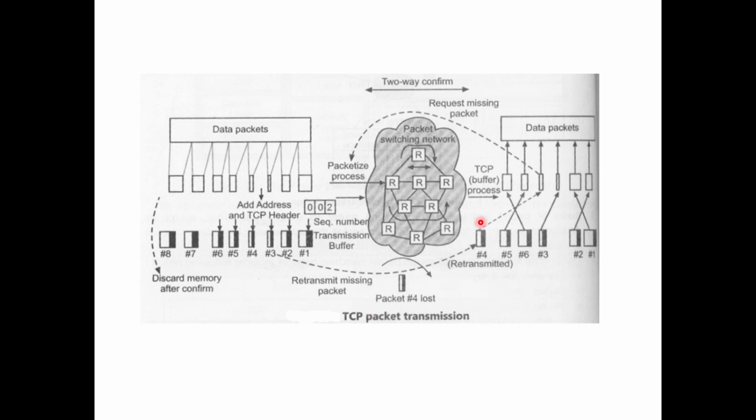So this packet 4 will be retransmitted. Retransmit the missing packet. So you can say this is two-way communication. After receiving each packet, an acknowledgement will be sent. And if there is no acknowledgement, this means that the packet is not received and needs to be retransmitted. So this is the two-way confirmation. In TCP, whenever there is a packet loss, retransmission takes place. So I can say this is reliable communication.